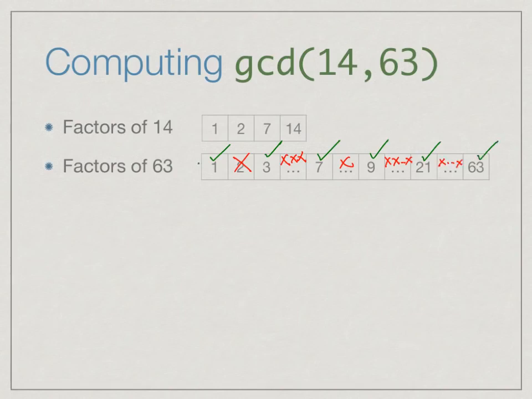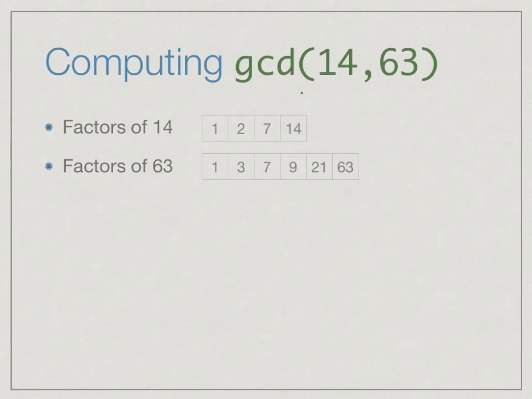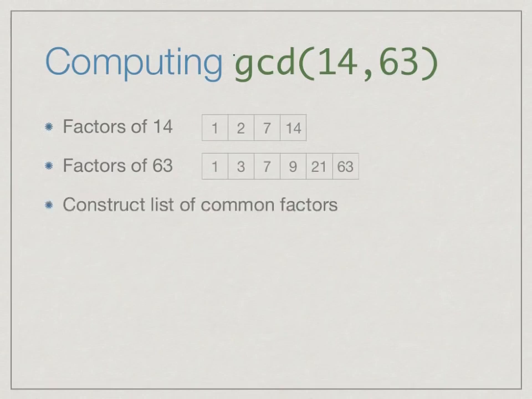Okay. So if we go through this systematically from 1 to 63, crossing out each number which is not a factor, we end up with the list 1, 3, 7, 9, 21 and 63. Having computed the factors of the two numbers 14 and 63, the next step in our algorithm says that we must find the largest factor that appears in both lists. So how do we do this? How do we construct a list of common factors? Now there are more clever ways to do this, but here is a very simple way.